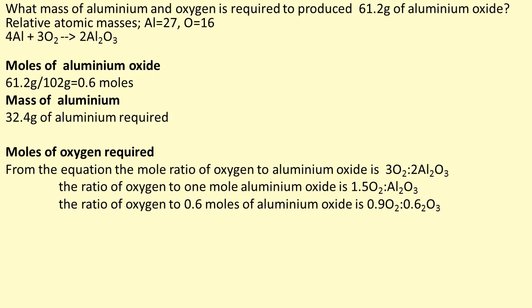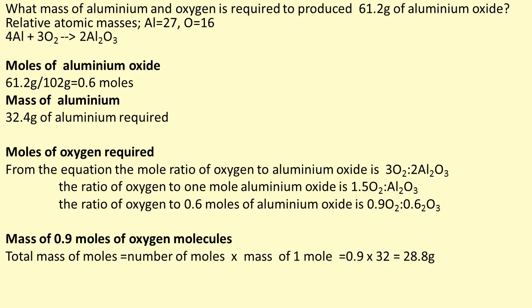We now need to calculate the mass of 0.9 moles of oxygen molecules, and we can use the equation total mass of moles is equal to the number of moles multiplied by the mass of 1 mole. 0.9 times by 16 times 2 gives us a total mass of 28.8 grams.